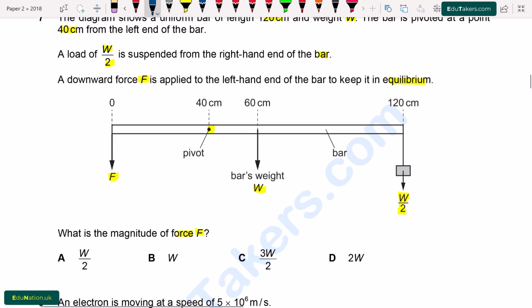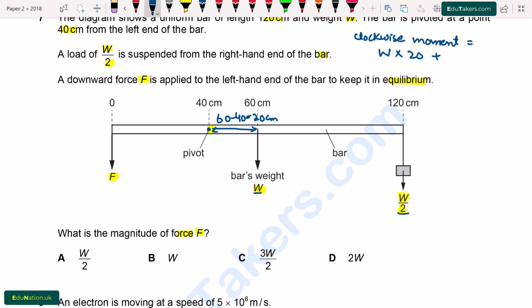So first of all I write here clockwise moment, it will be equal to force multiplied by the perpendicular distance from the pivot point. So here force is W multiplied by distance from the pivot point. So here is the pivot point, this distance is basically equal to 60 minus 40, which is equal to 20 centimeters. So I multiply it with 20 plus.